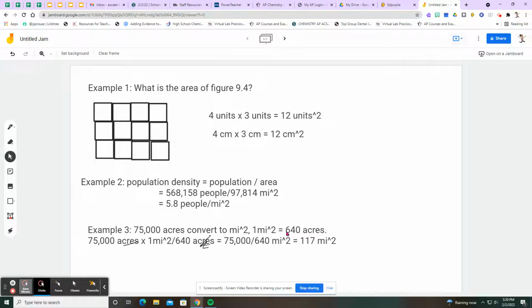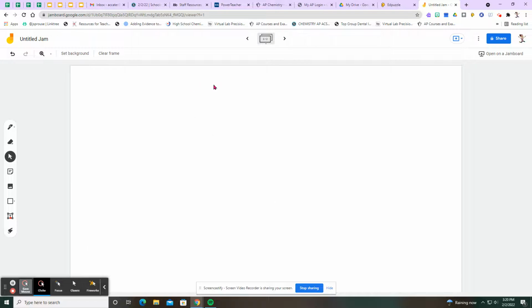Example 4 is pretty much the exact same thing. So let's talk about measuring volume. So volume is length times width times height. So instead of a square unit, it's a cubed unit because we have length, width, and height all together. So let's look at example 6. Example 5 just looks at determining length times width times height, or finding the volume of a particular solution. So we're going to skip example 5 and go to 6.